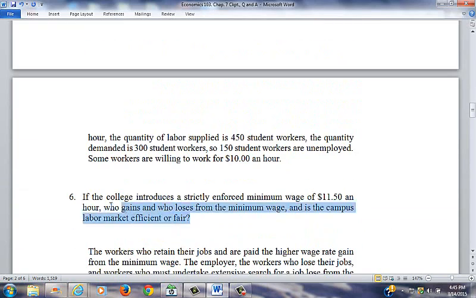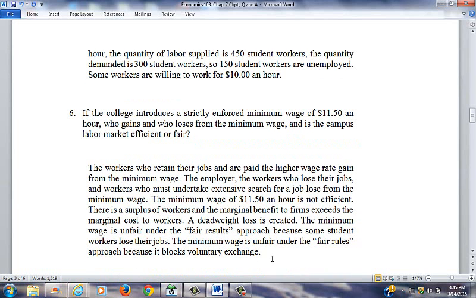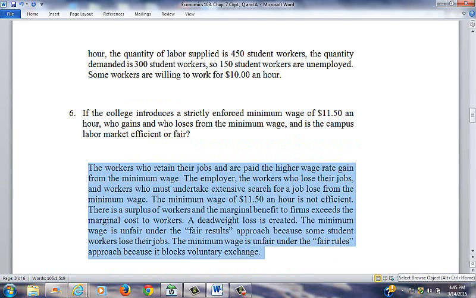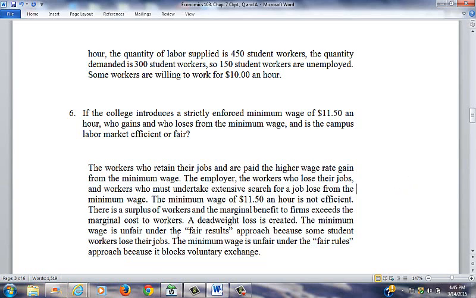Question 6. If the college introduces a strictly enforced minimum wage of $11.50 an hour, who gains and who loses from the minimum wage? And is the campus labor market efficient or fair? So the workers who retain their jobs and are paid the higher wage rate gain from the minimum wage. They have jobs at that higher wage rate. The employer, the workers who lose their jobs, and workers who must undertake extensive search for a job lose from the minimum wage. The minimum wage of $11.50 an hour is not efficient.